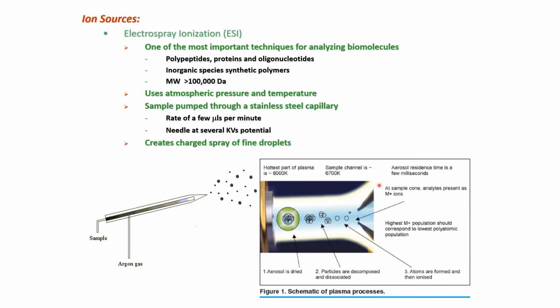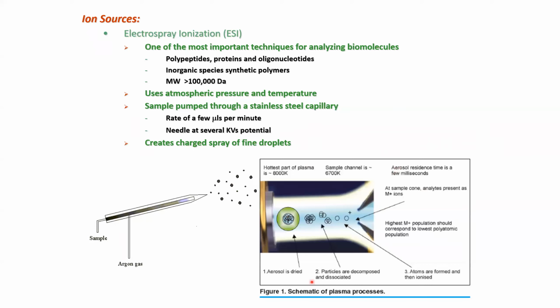Electrospray ionization, ESI, is one of the most important techniques for analyzing biomolecules, such as polypeptides, proteins, and oligonucleotides. Other types of samples which can be analyzed are inorganic species and synthetic polymers. Typically we're looking at molecular weights in excess of 100,000 Daltons. It uses atmospheric pressure and temperature. The sample is pumped through a stainless steel capillary at a rate of a few microliters per minute, and a needle at several kilovolts potential is applied. This creates a charged spray of fine droplets.